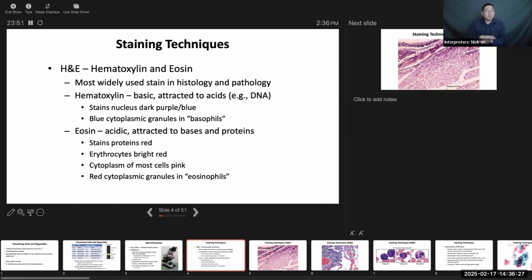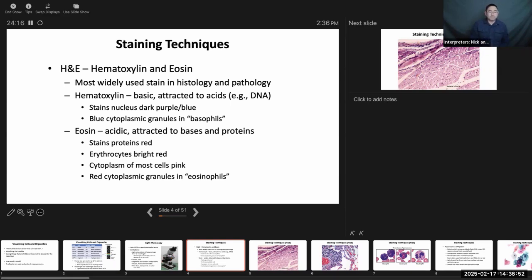So eosin, on the other hand, is acidic, which means, again, opposites attract. It's going to be attracted to anything that's a base inside the cell, but also it's particularly attracted to proteins. I don't know that proteins are actually a base, but for whatever reason, eosin is attracted to proteins. And it stains proteins bright red.